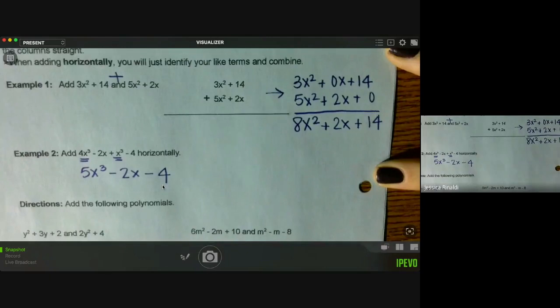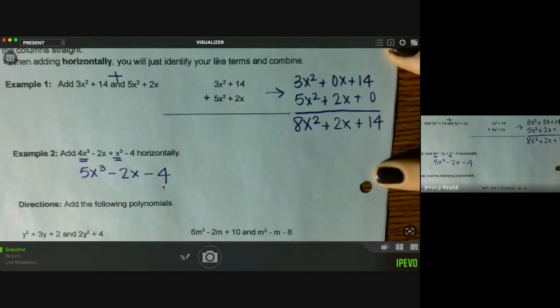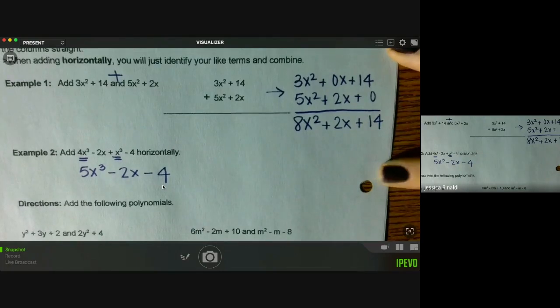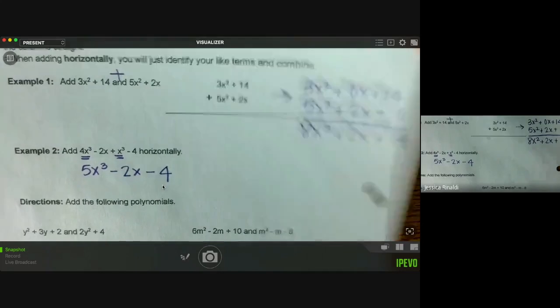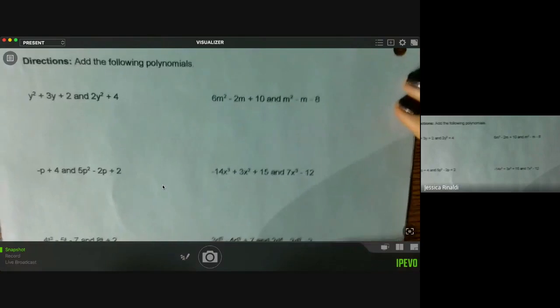Okay. So horizontally is when you can use those underlines. You can circle the common ones. You can put squares around them. You can highlight them. Whatever works for you. You're just combining your like terms. Does everyone understand what we're doing when we're adding polynomials? Yeah? So I'm going to do one more example with you, and then you're going to do the other 5. And then we'll review them.